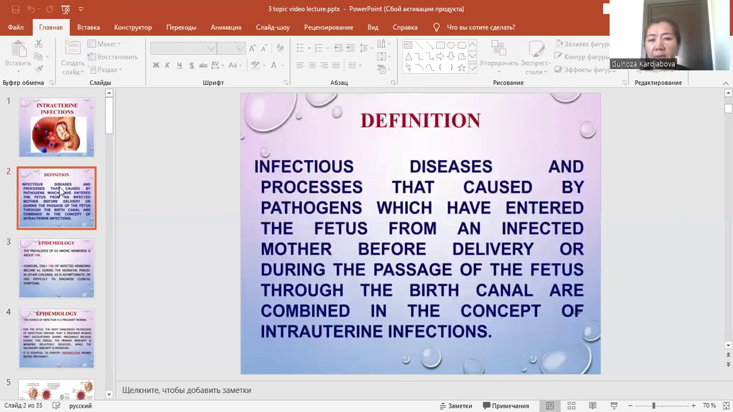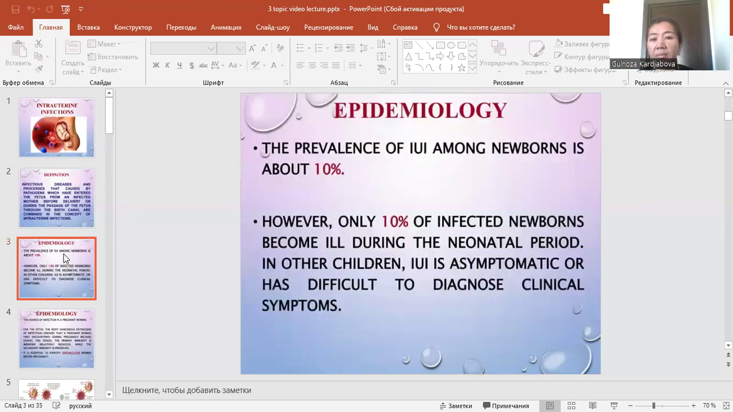If we give a definition, an infectious disease and process caused by pathogens which have entered the fetus from an infected mother before delivery or during the passage of the fetus through the birth canal are combined in the concept of intrauterine infections. What about epidemiology?